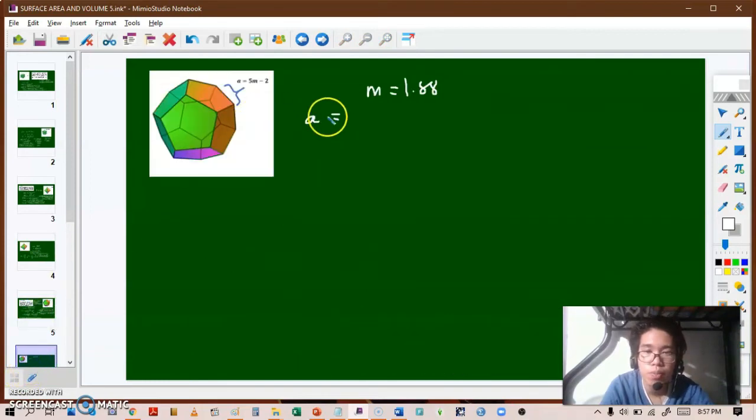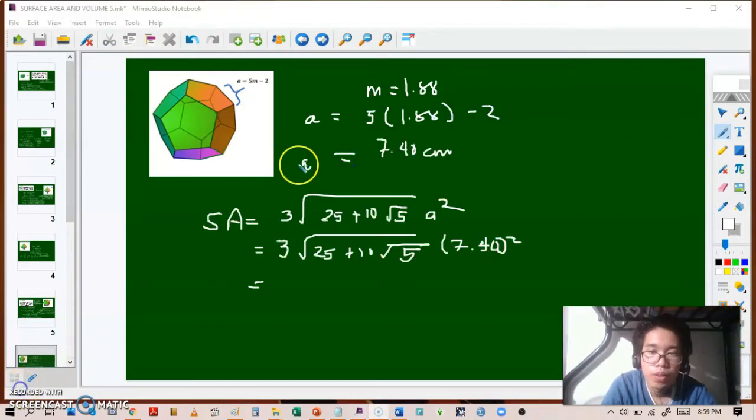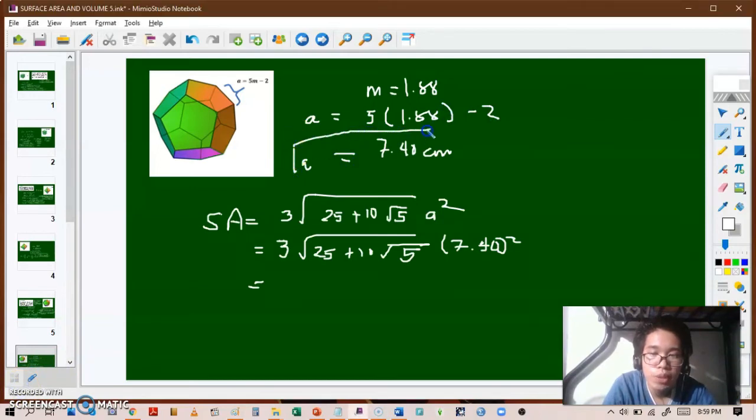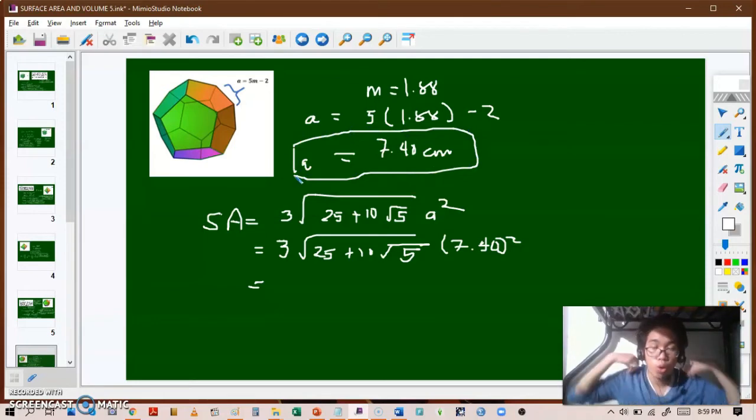Okay, so we can simply substitute that for our value here. So that's 5 times 1.88 minus 2, and that will give you the value of a, the congruent side measurement of the dodecahedron. All of the side measurements are equal to 7.40 centimeters.